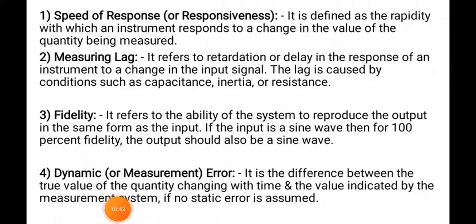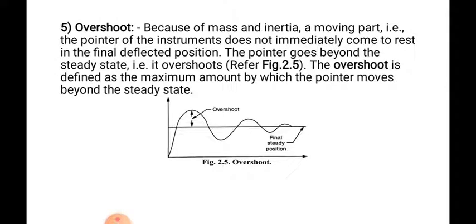So the dynamic error is the difference between the true value of the quantity changing with time and the value indicated by the measuring instrument, assuming no static error. That is the dynamic error. Then the next dynamic characteristic we will study is overshoot.